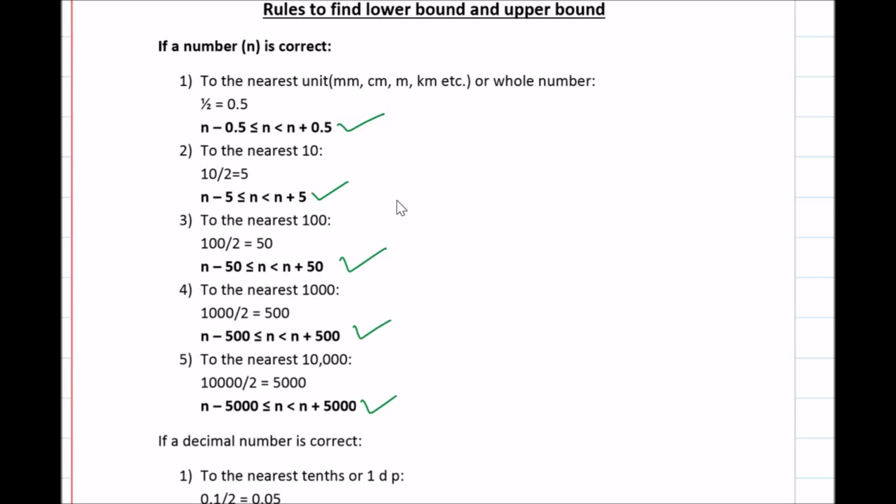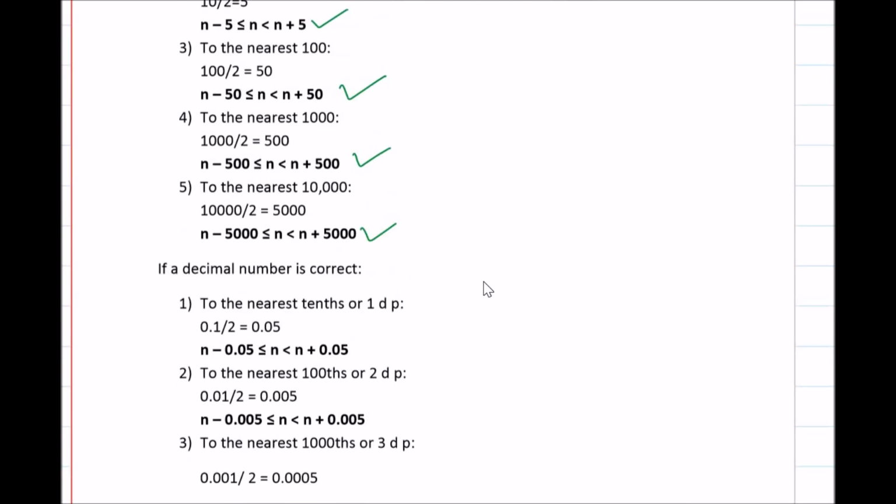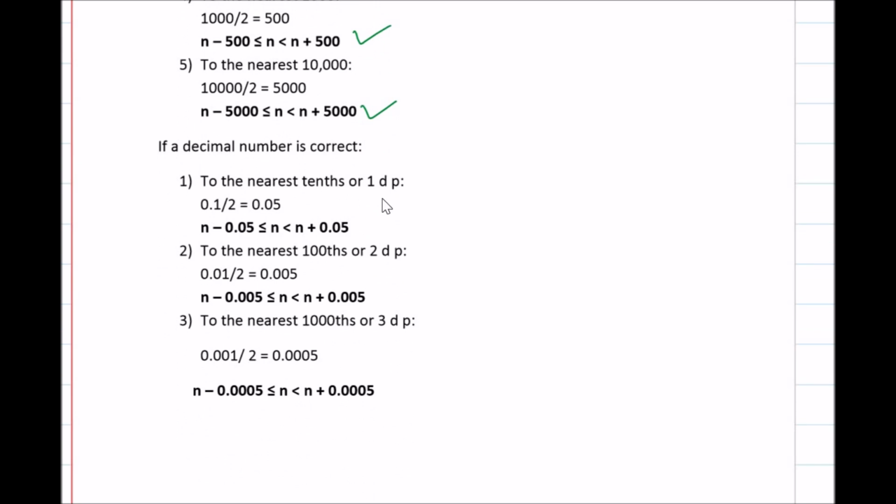Okay. These were about whole numbers. What if the number is a decimal number? There are rules for decimal numbers also. If a decimal number is correct to the nearest tenth or 1 dp, you have to take 0.1 divided by 2, which gives us 0.05. So we got the number. What do you need to subtract or add? To find the lower bound, we will subtract 0.05 from n, and to find the upper bound, we will add 0.05 to n.